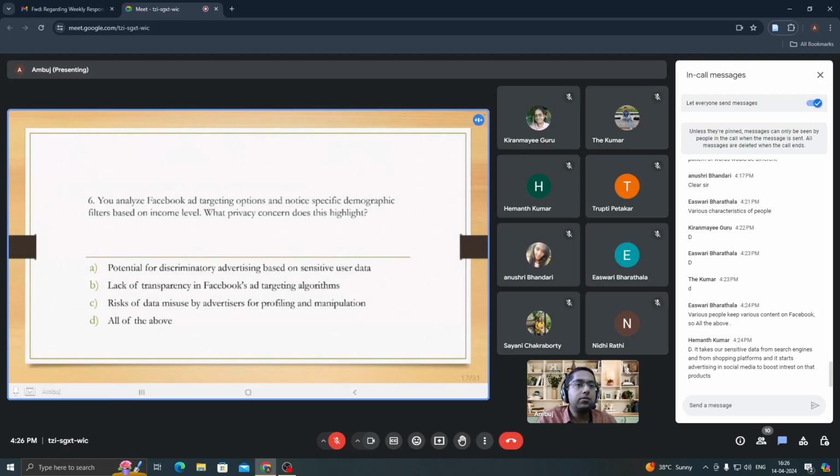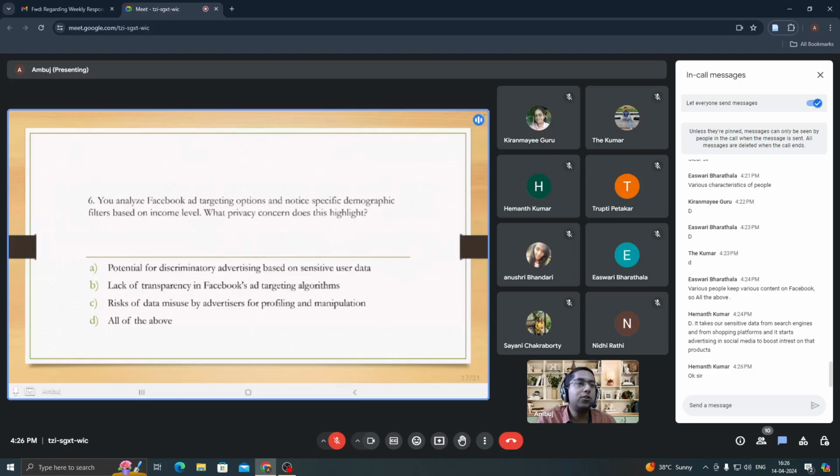And anybody can help Hemant, but I'll not be helping, because I have taught you. Any of the students can suggest what the keyword is. There is a keyword regarding taking our sensitive data from search engines and shopping platforms and starting advertising in social media. A particular terminology is there, and I have given you a hint in the last class. So any student can help Hemant, but I'll not be helping, because if I tell you everything, then I am not doing the right thing. You should be made to think logically.